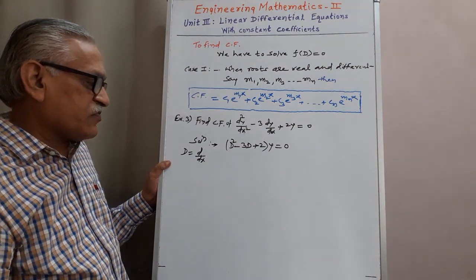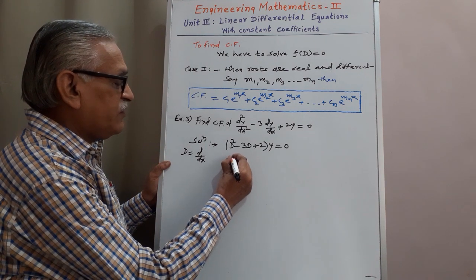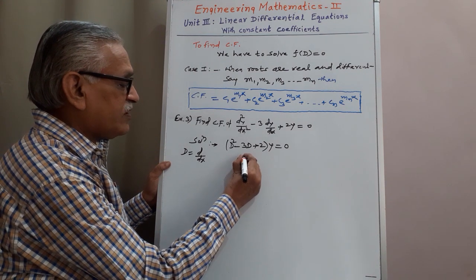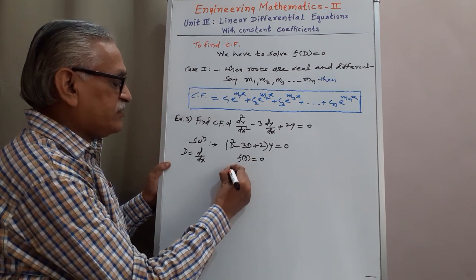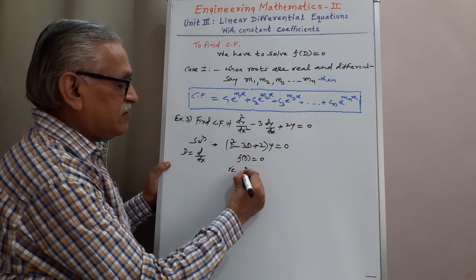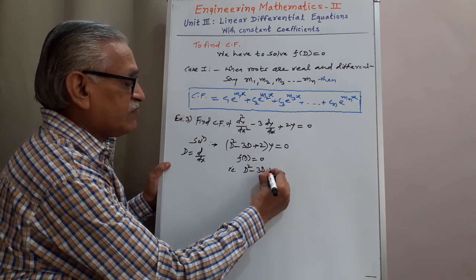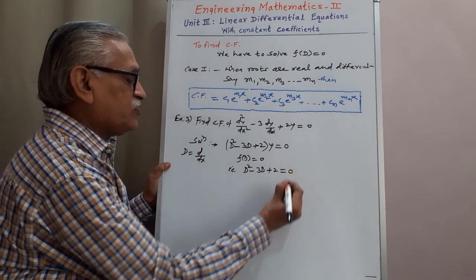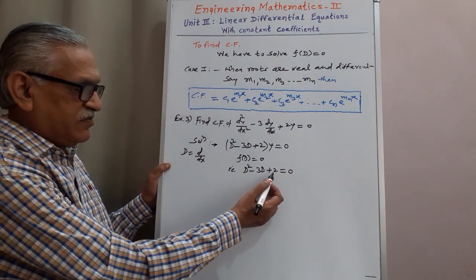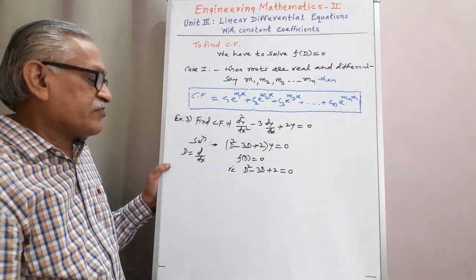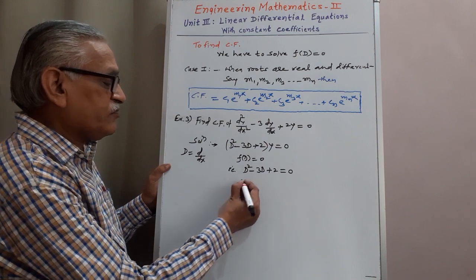We have a quadratic equation. And then to find the complementary function, we have to equate f of D to 0, that is D squared minus 3D plus 2 equal to 0. Then finding the factors of this to find the roots. The factors of 2 are 1 and 2.